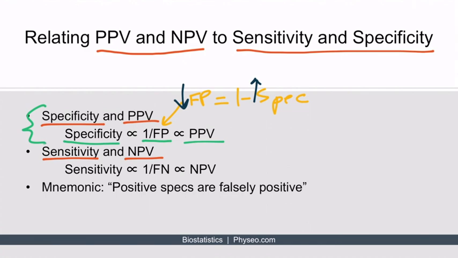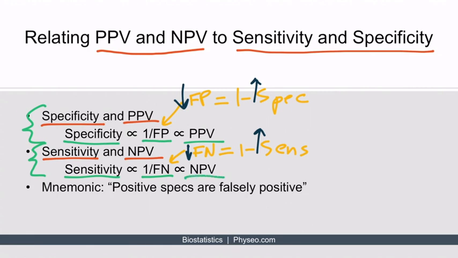Now let's focus on sensitivity and negative predictive value. Sensitivity is inversely proportional to the false negative rate. In this relationship, we learn from Section 6, the false negative rate equals 1 minus the sensitivity. As sensitivity goes up, the false negative rate goes down. And finally, sensitivity is proportional to the negative predictive value.